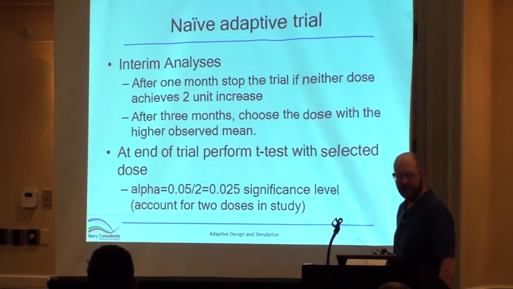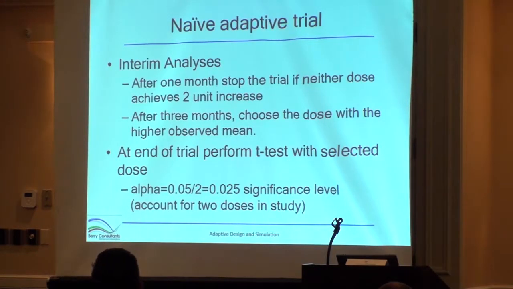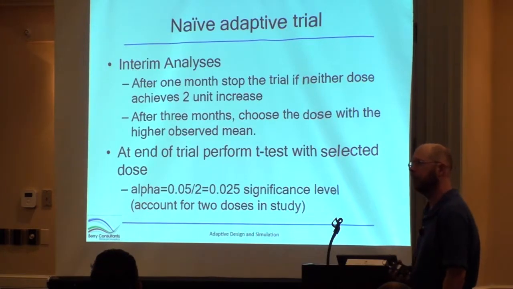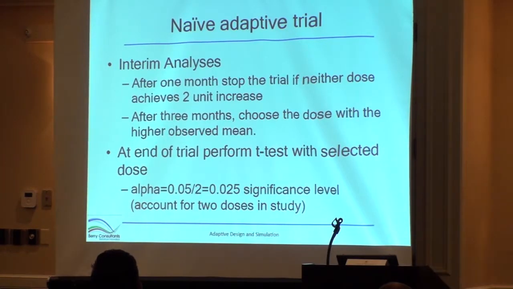All right, so here is a naive adaptive trial. After 1 month, I'm going to stop the trial if neither dose achieves a 2-unit increase. So I'm just going to give up. If they're both at 1.9, I'm going to give up. That may not be a good rule. We're actually going to test it and see how good a rule it is.